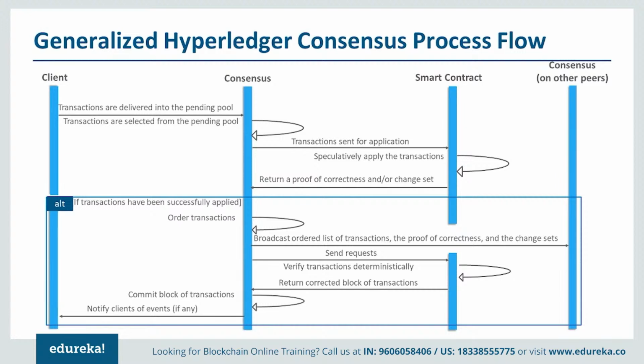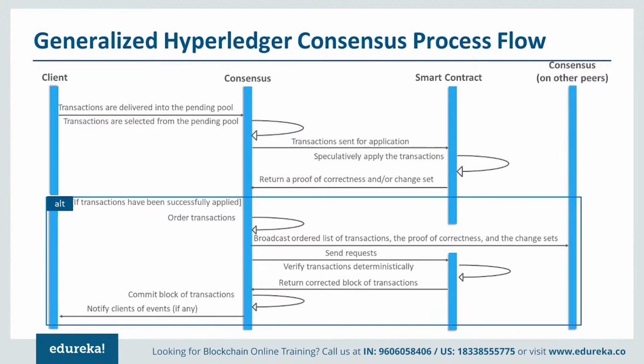So it will give it to the ordering service, and the ordering service will order the list of transactions along with the proof of correctness and the change set to the other peers. These other peers are known as committer peers. And these peers, where you are running this smart contract, are known as endorser peers. And this is how you notify the events to various clients or applications that are there.